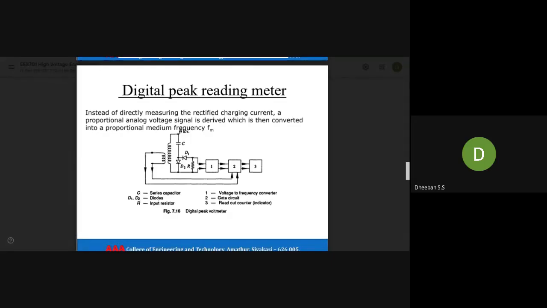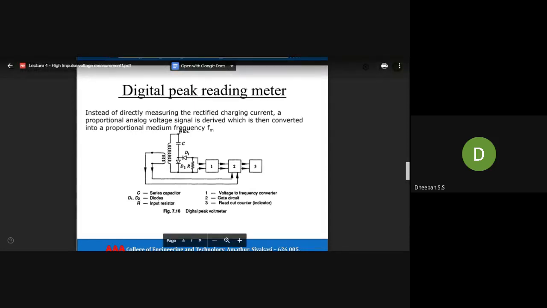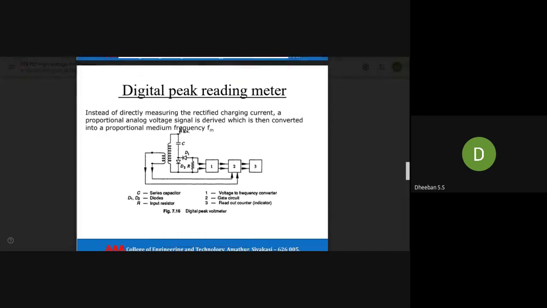And this will be directly proportional to each other. Okay, that is based upon the high voltage, an analog signal will be generated using this circuit, and this analog signal is what will be given to these blocks.